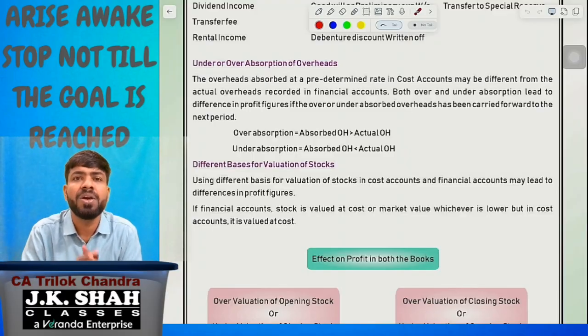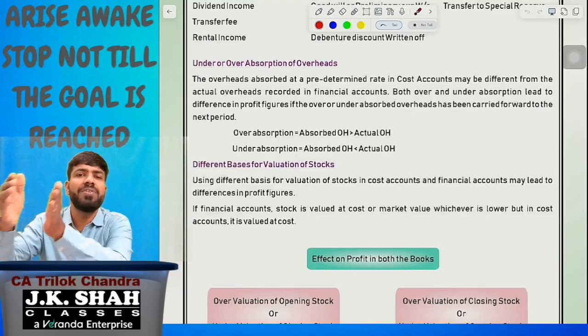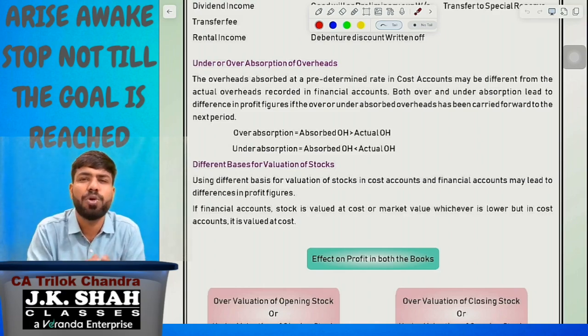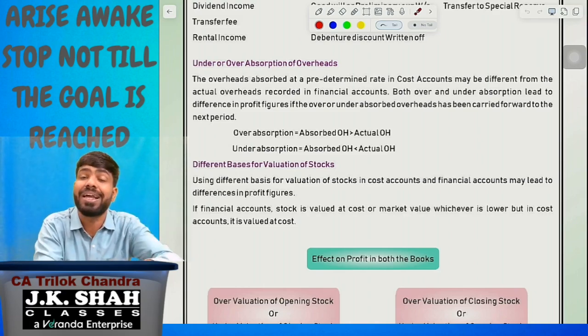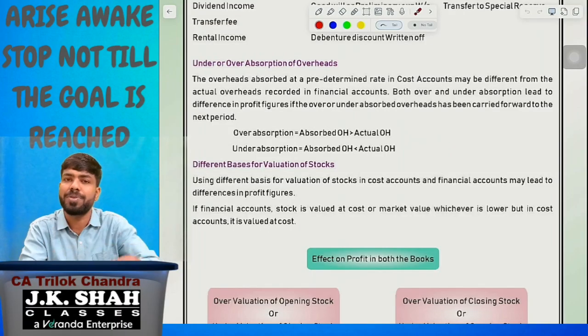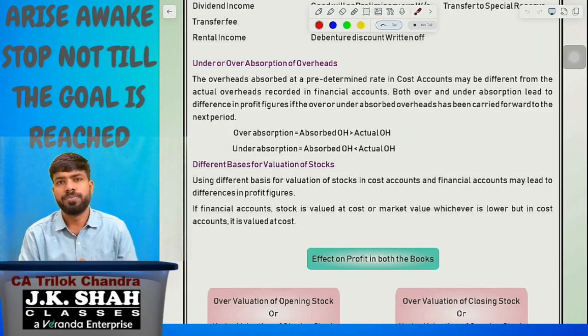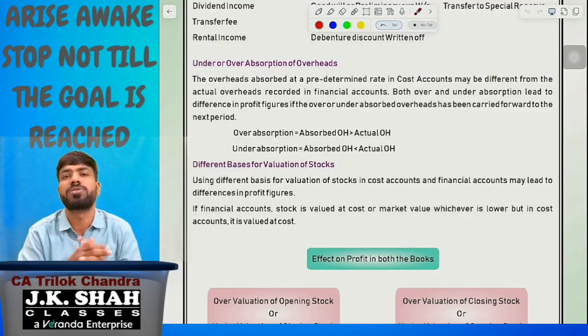Let me take an example. Factory overheads in financial books we are accounting 1 lakh rupees. In cost books we are accounting 80,000. Means what? Under accounted, under absorption. One more name is under accounted, over accounted, in cost books.